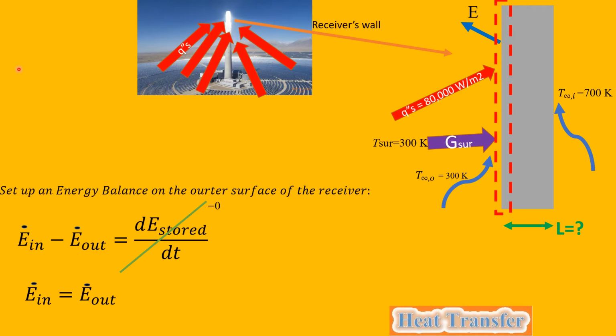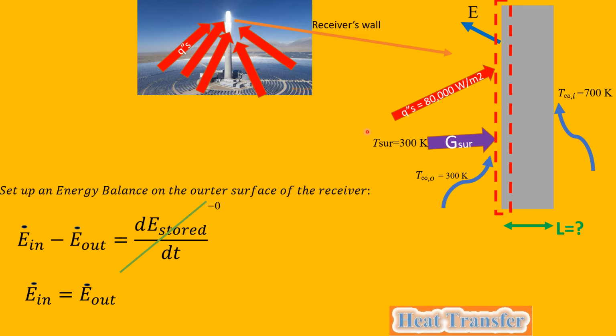So first up, we're going to need to find the thickness of this wall of the receiver. So let's write up an energy balance and figure out what kind of incoming and outgoing energies we have. Energy in minus energy out equals energy stored, but this is a steady state, so this part is 0, in equals out. So we're going to take a control volume on the outside layer of this receiver wall. This is the outside and this is the inside.